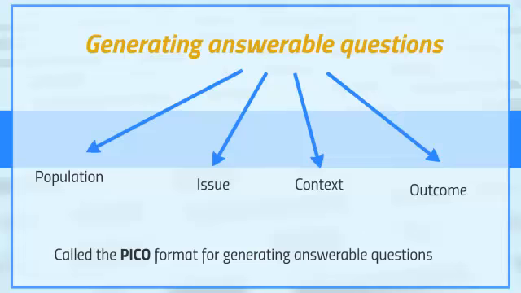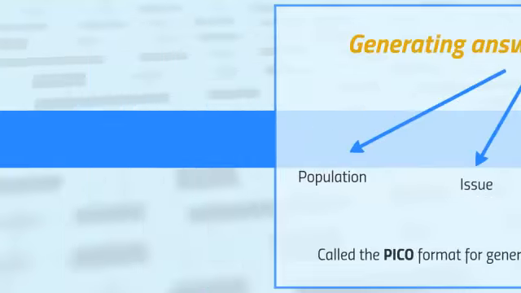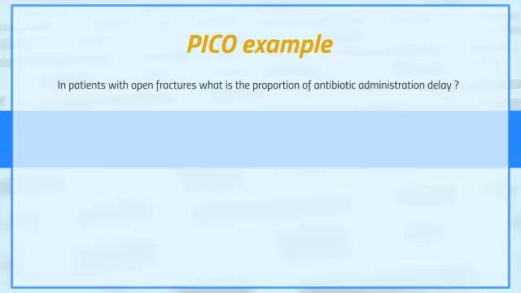So let's go through an example of what a PICO looks like for descriptive research that involves identifying the population, the issue, the context, and the outcome. So here is a PICO example, and it's a question. I want you to spend 5 minutes to find out what parts of the PICO you can identify in this question. The question is: in patients with open fractures, what is the proportion of antibiotic administration delay? If you are watching this at home or watching this recording, you can pause it now and do 2 things for me. Identify the PICO elements in that question and answer this: is there anything lacking in this question?